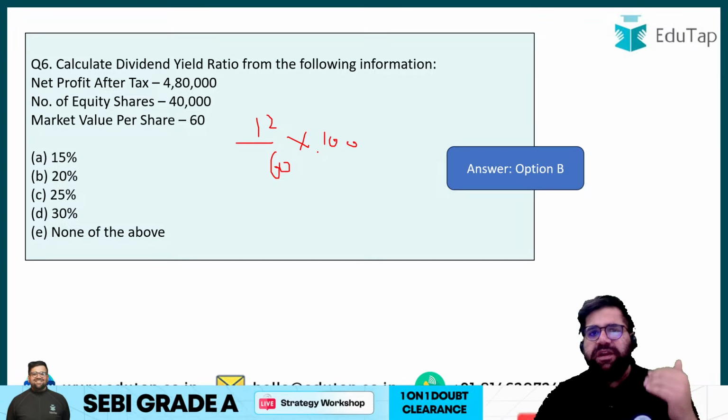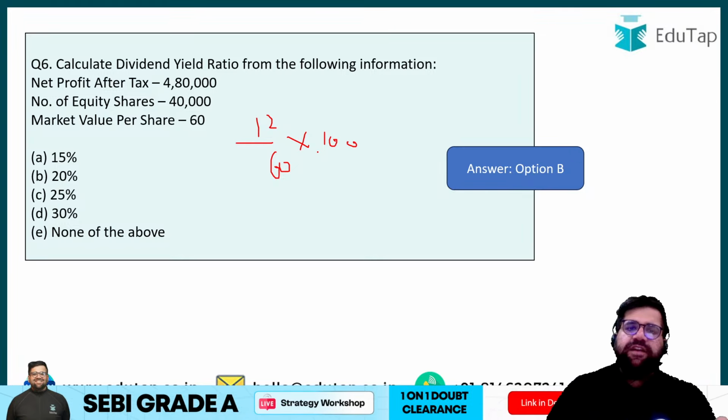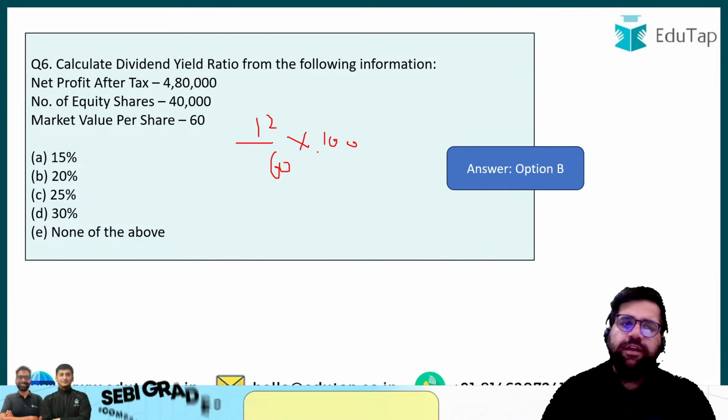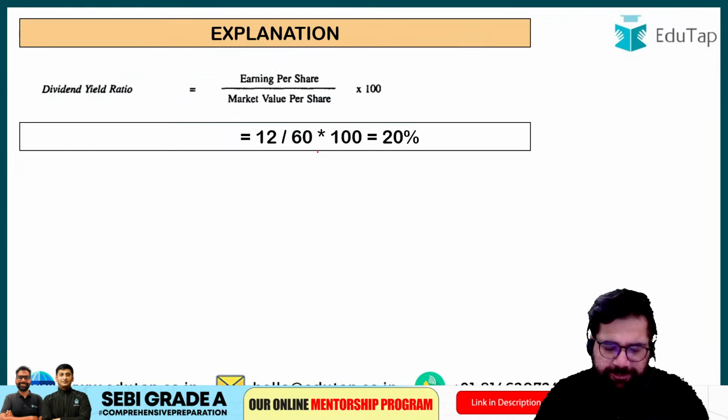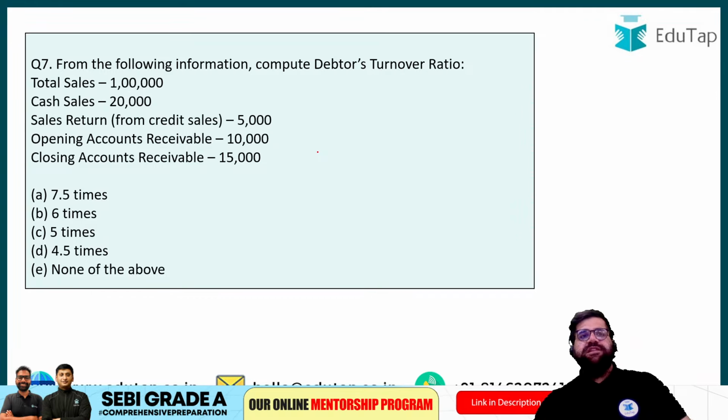Now this 12 will be divided by 60, because your market value in this case is 60. So dividend yield is EPS by market price into 100. So my answer was coming out as option number B. Good. Question number 7 now.